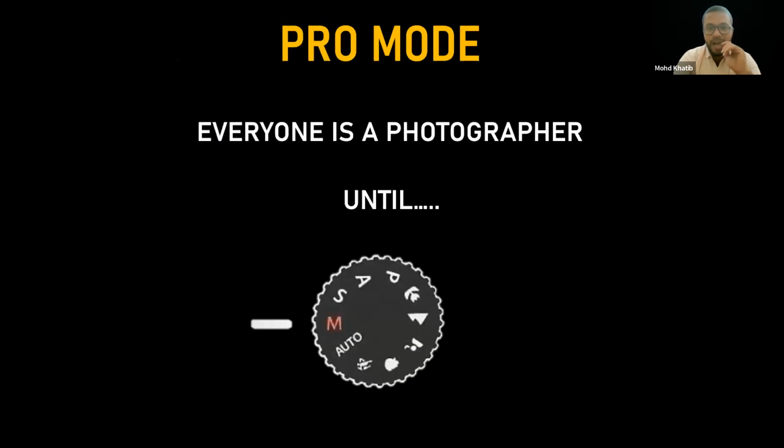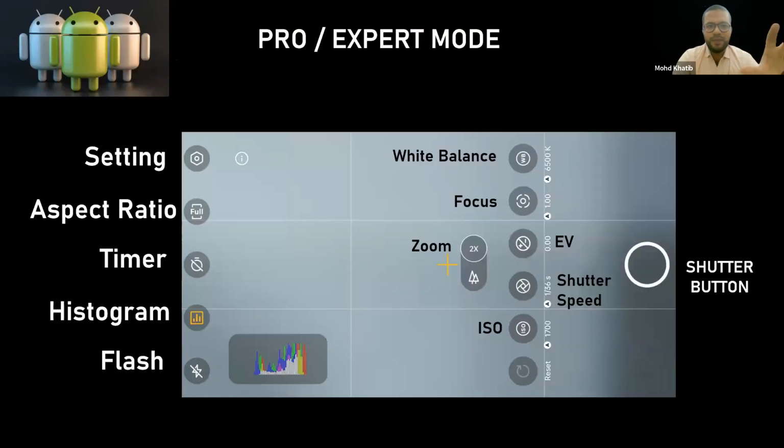Now, I want all of you to please take your phone, and if you're an Android user, go into pro mode, and if you're an iPhone user, go into pro and expert mode. For iPhone, when you open the camera, in the photo section you just slide up, and the pro mode will appear. What is the interface? I will show you. For Android, the interface looks like this.